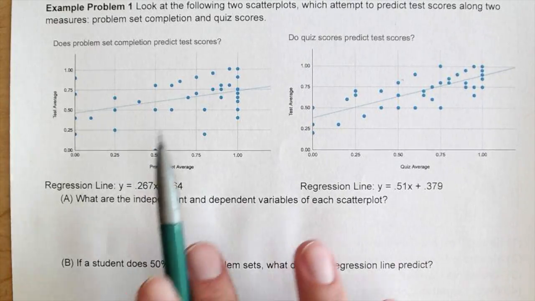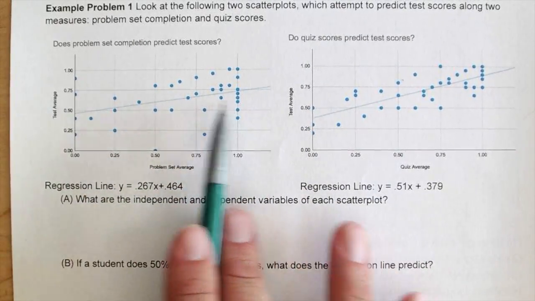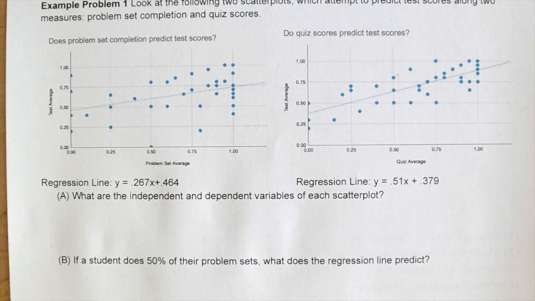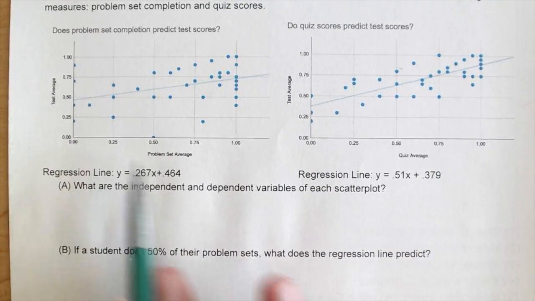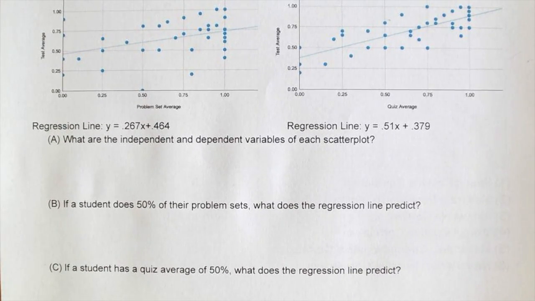And we have two scatter plots, which are both testing the same thing, which is test average, but they have different bottom variables, and we're going to talk about that. Plus, we have the regression lines. So first, A says, what are the independent and dependent variables of each scatter plot? And hopefully, this is not new to you.